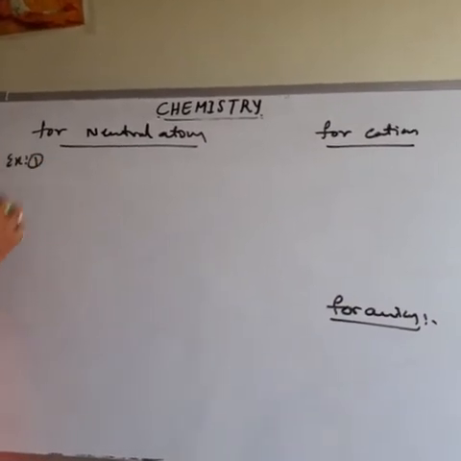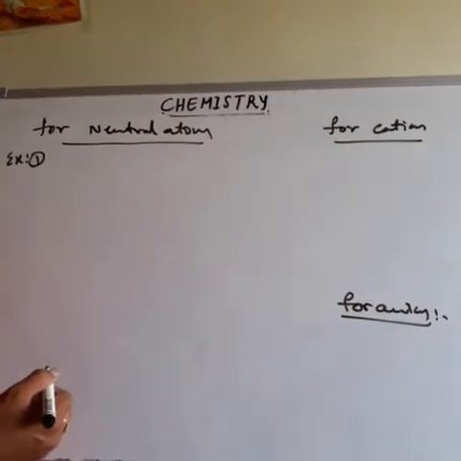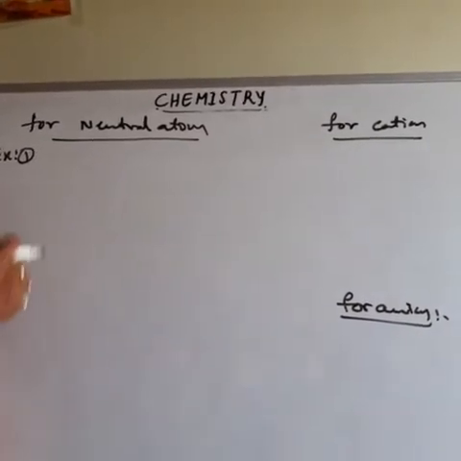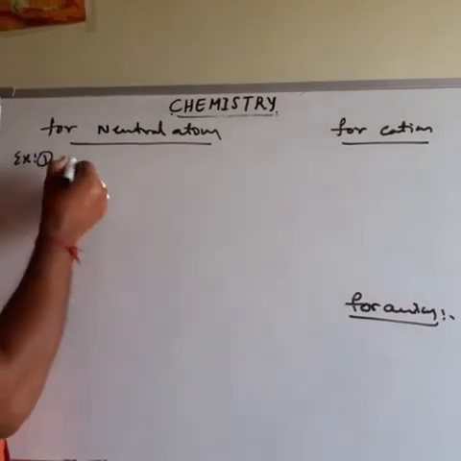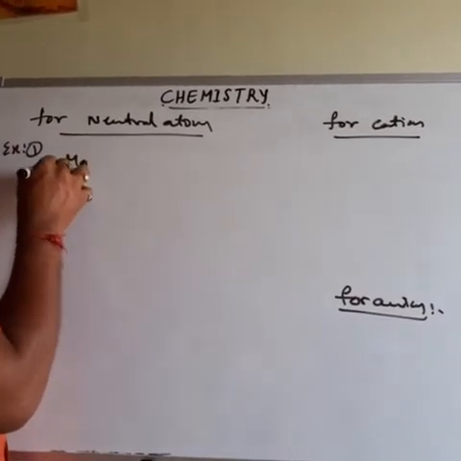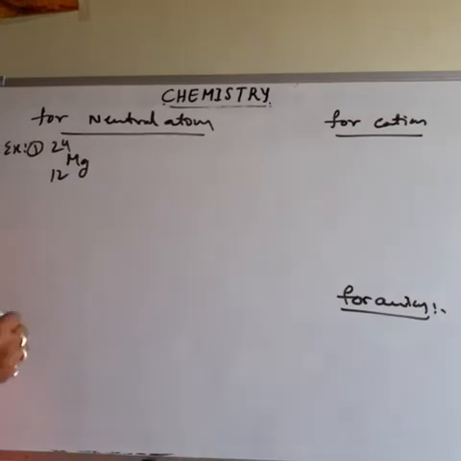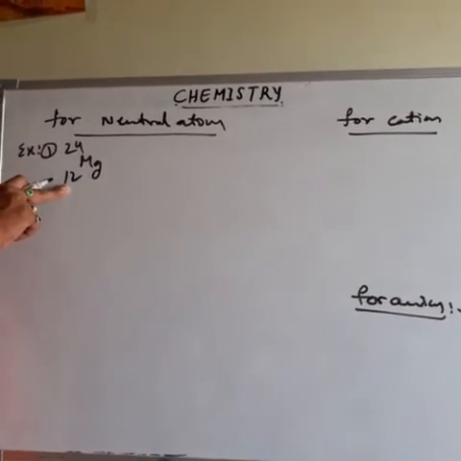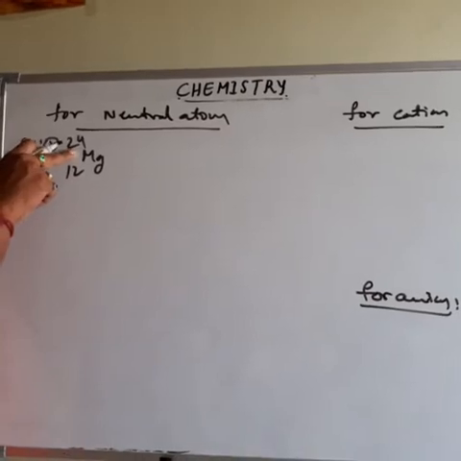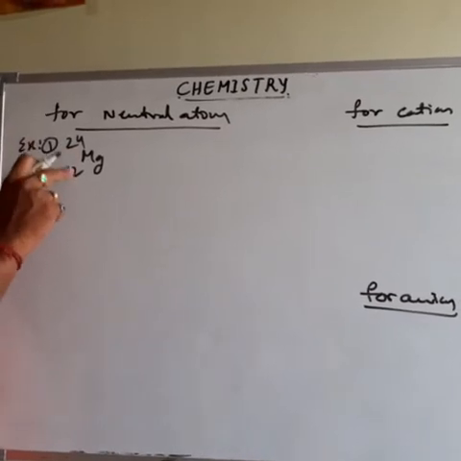Example 1, for a neutral atom. Like that we can find out the number of electrons, protons and neutrons in the neutral atom. For example, magnesium, 12, 24. Here 12 indicates the atomic number and 24 is the mass number. Why are we taking 12 and 24 here?